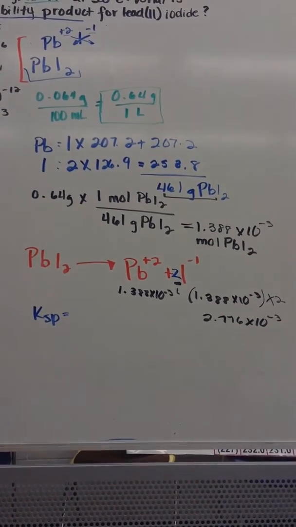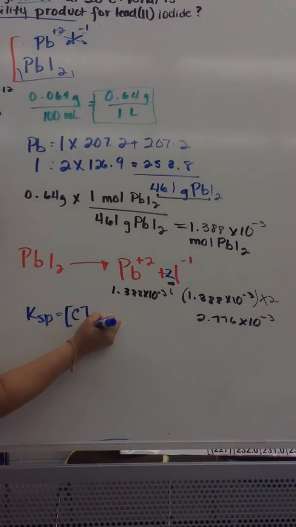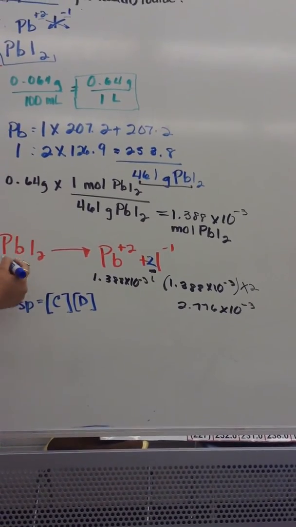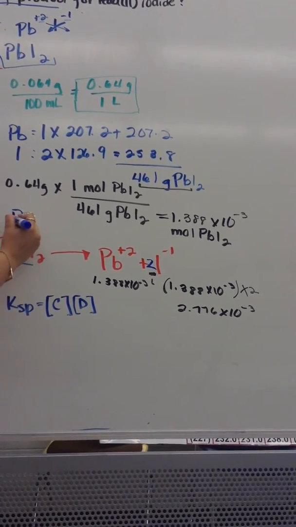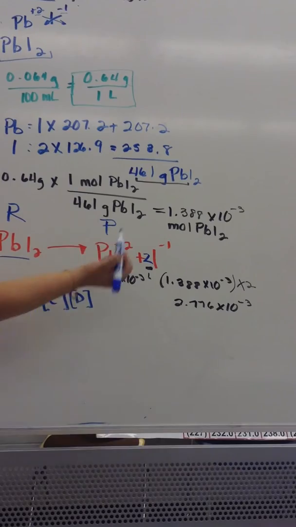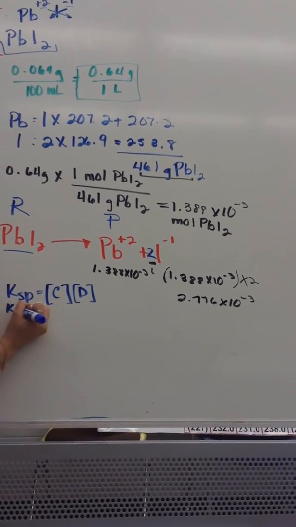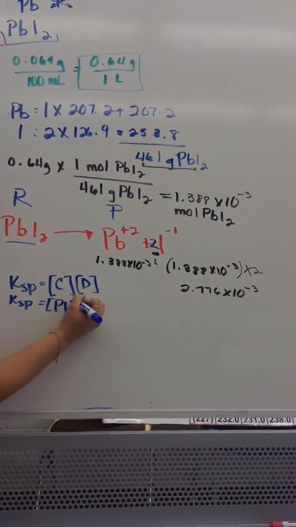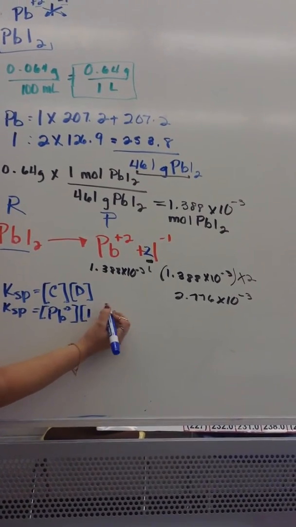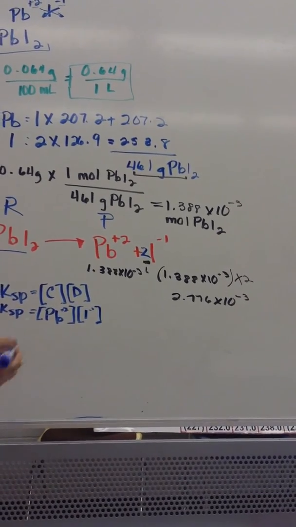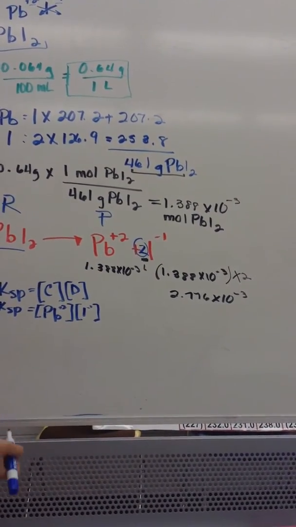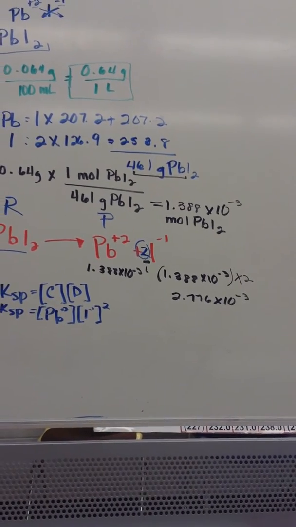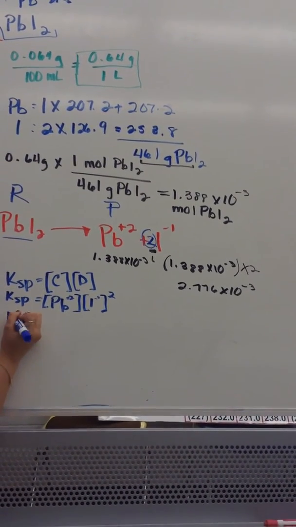We know that KSP is C times D, and this is for your product. So we look at your equation, figure out that these are the reactants and these are your products. So we can plug in and say KSP is equal to, C would be lead, and D would be your iodide. Now you have 2 iodides, so you're going to use this number, your coefficient, and you're going to put it out here as an exponent. So it'd be I squared. Plug in your numbers.